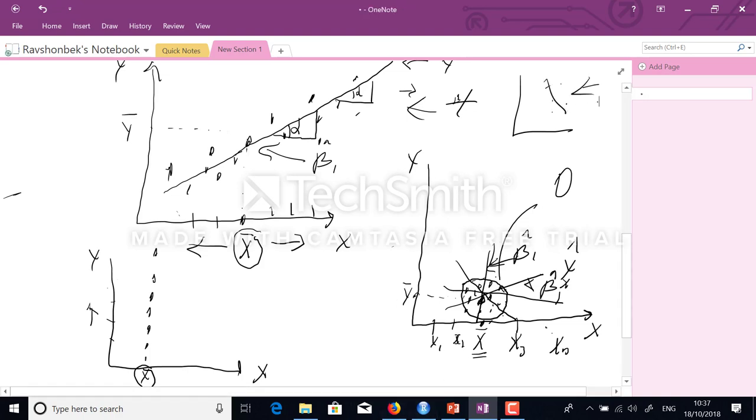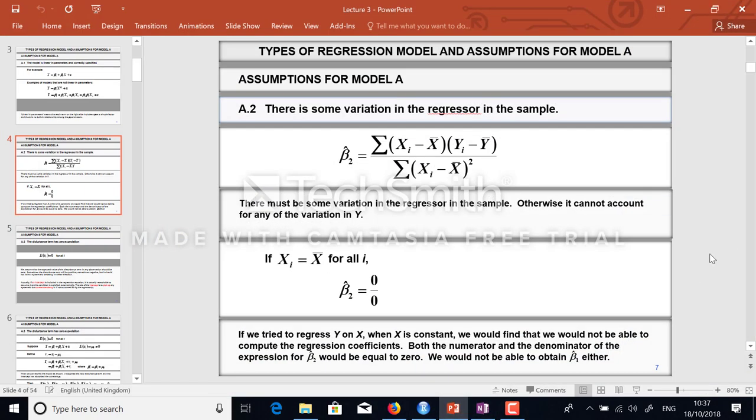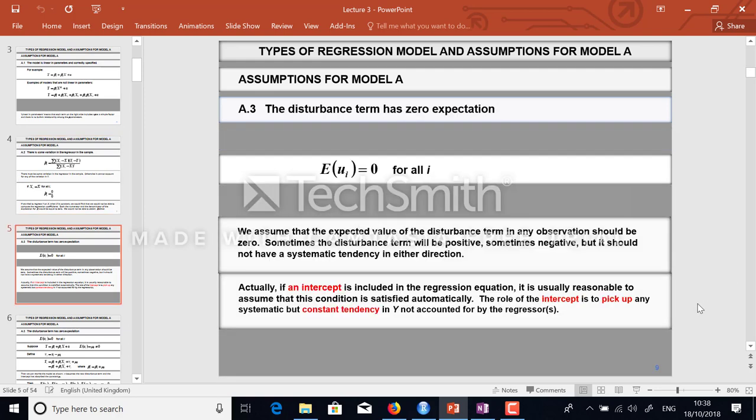Yeah, so you could see that this case is basically not useful. You don't have to do OLS regression if there is no correlation, because the whole point of doing OLS calculation is to see if there's an impact of X on Y. And if there's no correlation, they don't impact. They are not associated with each other, so there's no point in doing this. So you need to have variation in X's.